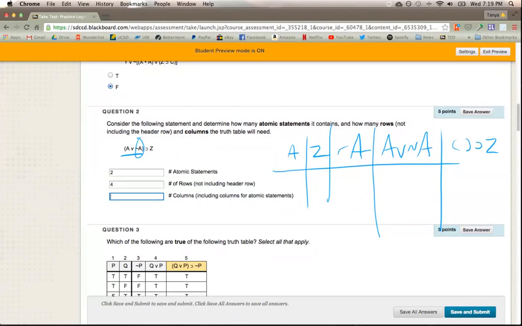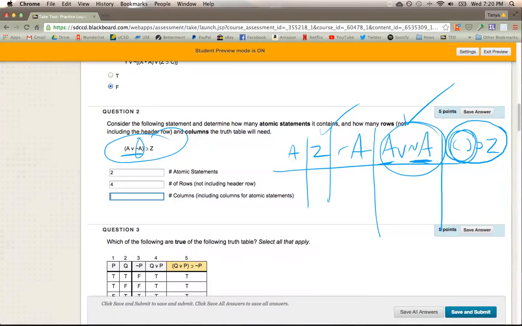Now to double check our work, the last column should be the statement that we're interested in. Then every part of that statement should be in the table. So Z needs to be in the table, check, that's already in the table. And then this section, A or not A, what's in the parentheses here? This needs to be in the table, and it's right here, so check. Now for A or not A, in order to figure out its truth value, we need to know the truth values of its parts. Are they both in the table? Well, A is right here, and not A is right here, so check.